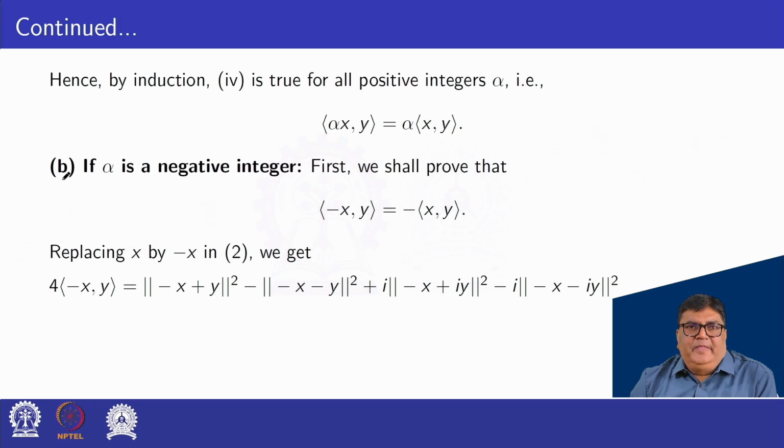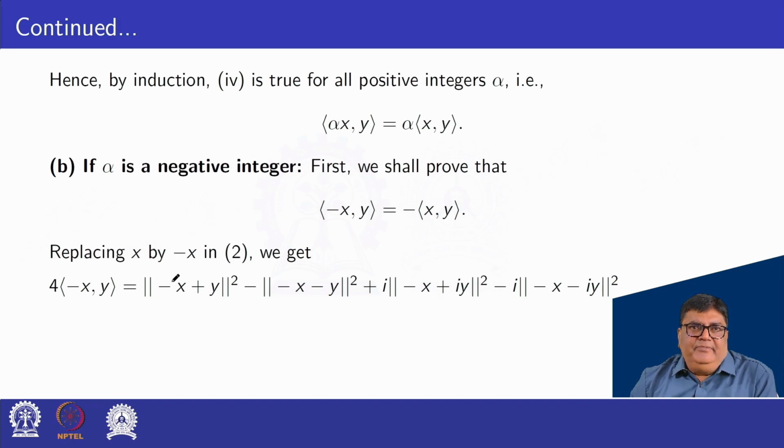Second, part B, if alpha is a negative integer, first we shall prove that inner product of (minus x, y) equals minus into inner product of (x, y).